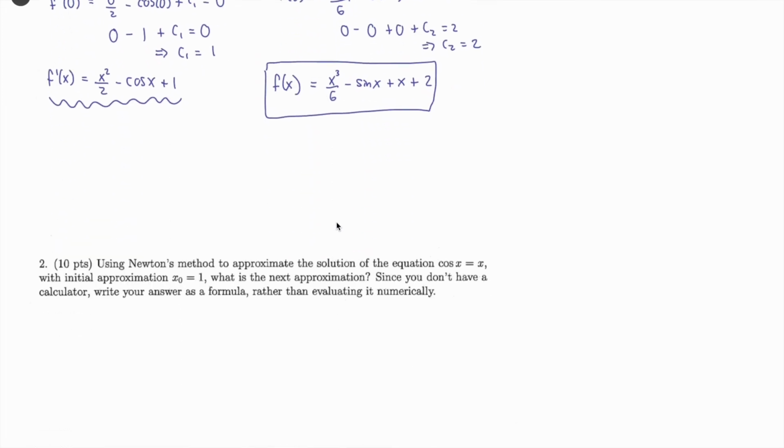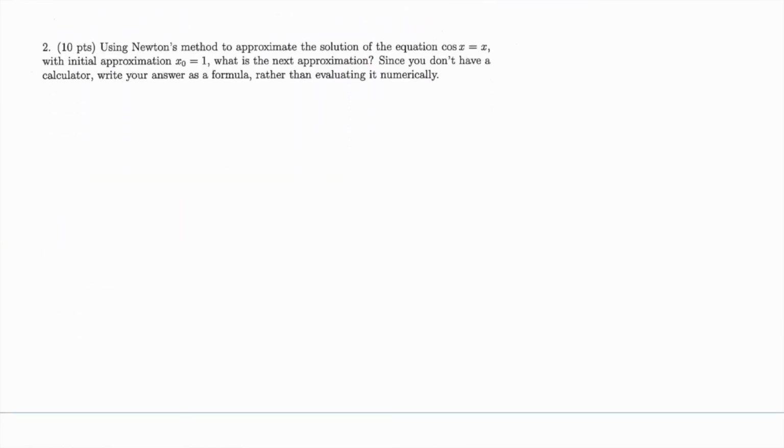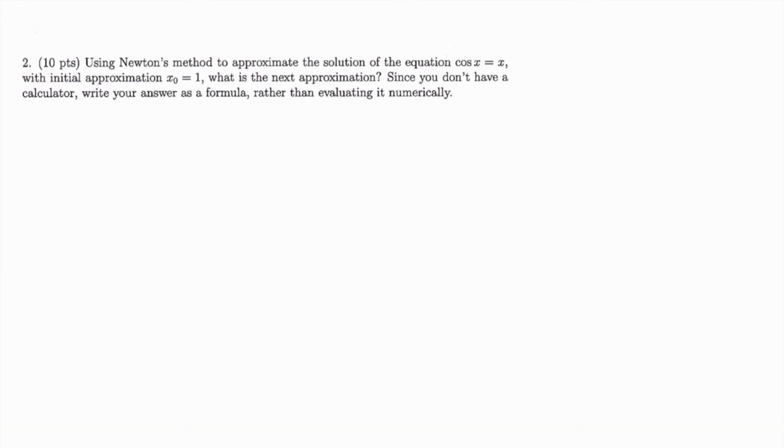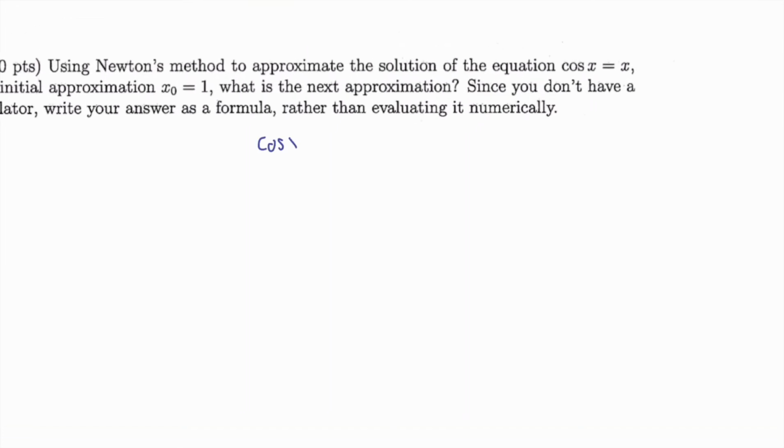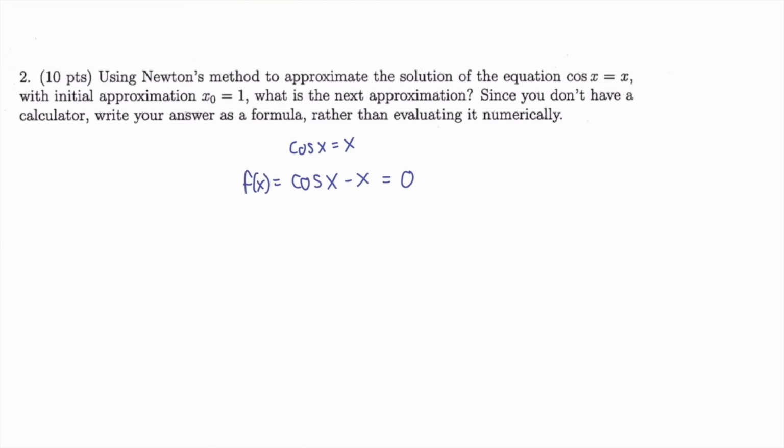Okay, moving on to the next problem here. We want to use Newton's method to approximate the solution of the equation cosine of x is equal to x. They tell us that our initial approximation is 1, and they want us to find what the next approximation is. Okay, so first of all, we're given cosine of x is equal to x. Let's rewrite this as cosine of x minus x equals 0.